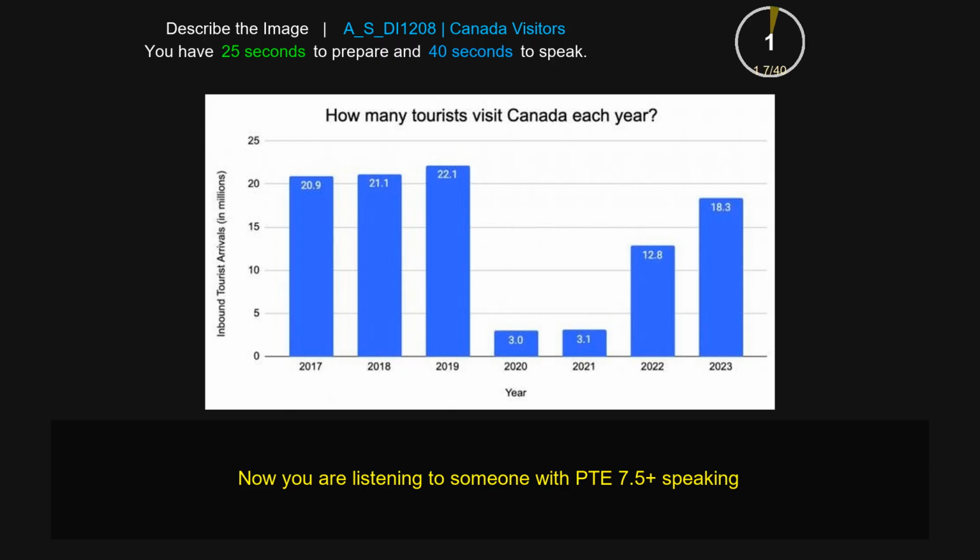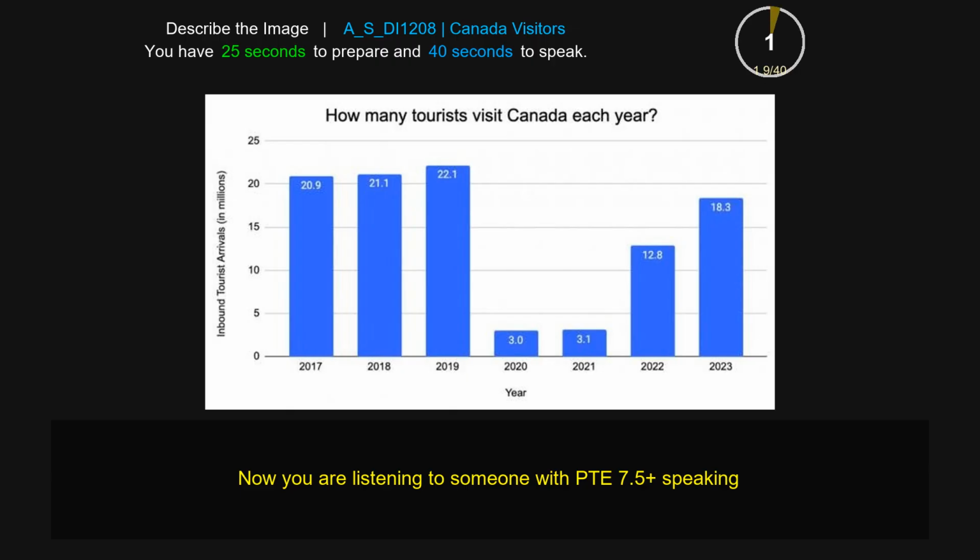How many tourists visit Canada each year was the main topic of this image. On the left side of the image, we can see the inbound tourist arrivals in millions, ranging from 0 to 25, whereas on the bottom of the image, we can see different years ranging from 2017 to 2023. The lowest value is 3 million in 2020, whereas the highest one is in 2019, which is 22.1 million. Overall, the number of tourists visiting Canada each year was the main topic.